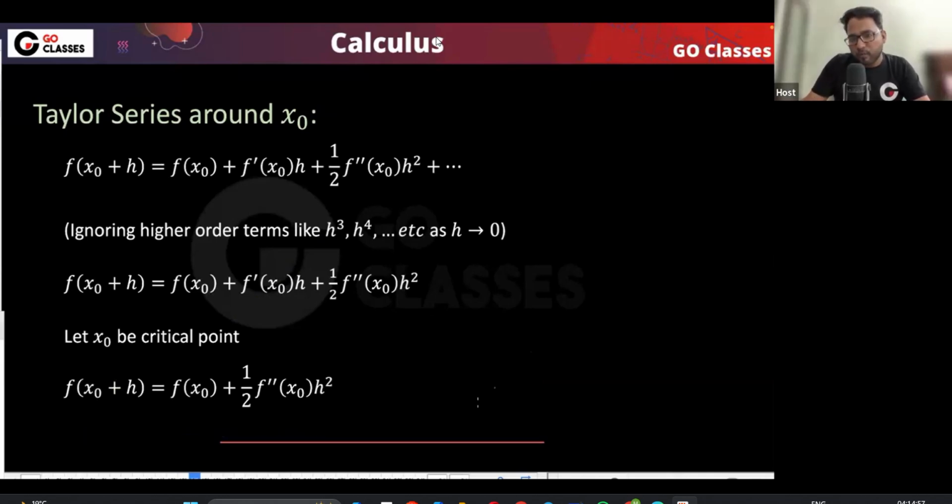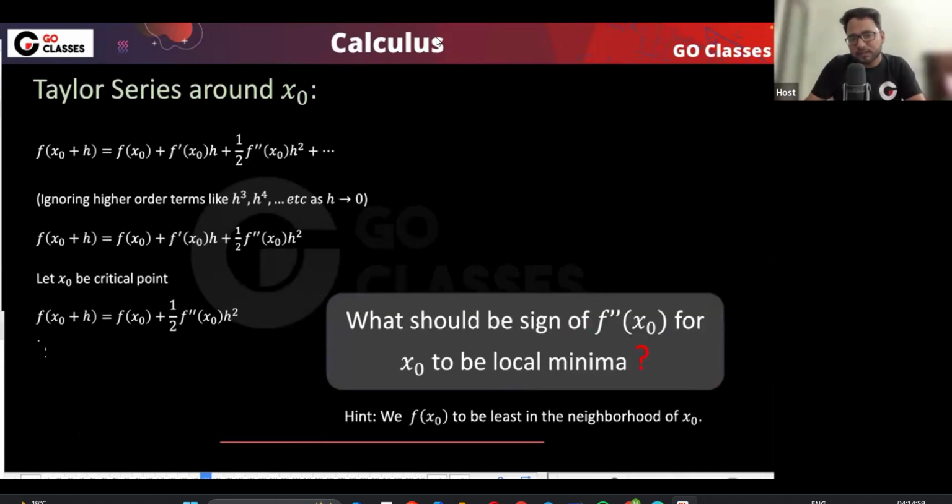Now from this, suppose I ask you a question. I've written this, just see this carefully. What should be the sign of f double dash x naught for x naught to be the local minimum? We want f of x naught to be the least in the neighborhood of x naught. So given this relationship, if I want f of x naught to be the least, or x naught to be the local minimum, then what should it be?